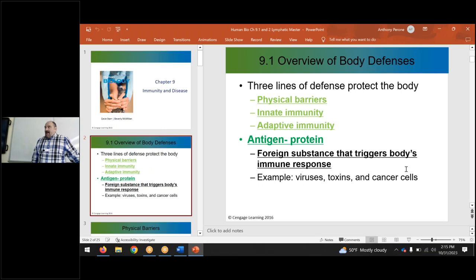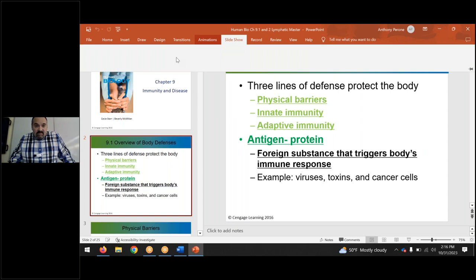Now what we're looking at here, folks, is chapter 9, dealing with the immune system as well as the lymphatic system, which works in conjunction with the cardiovascular system and the blood in order to maintain immune function for your body. Okay, so let's begin.